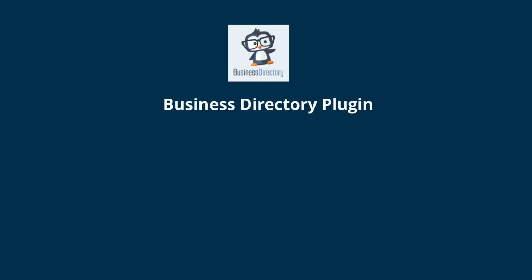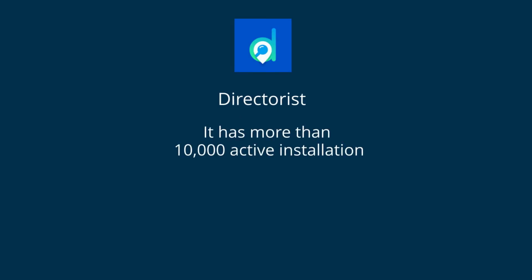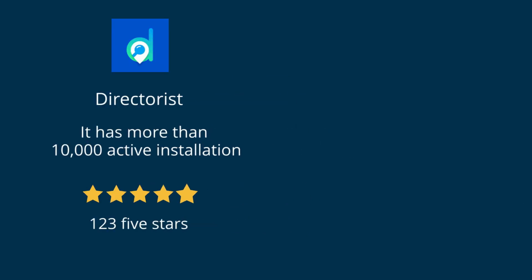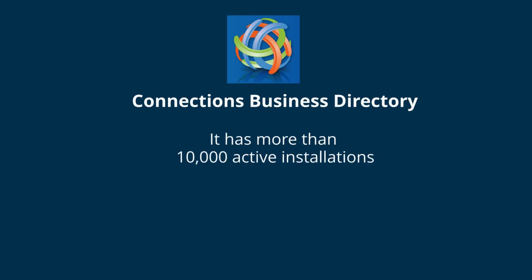At number 1 is Business Directory Plugin, 20,000 active installations and 379, 5 stars. At number 2 is Directorist Plugin, 10,000 active installations and 123, 5 stars. At number 3 is Connections Business Directory, 10,000 active installations and 369, 5 stars.